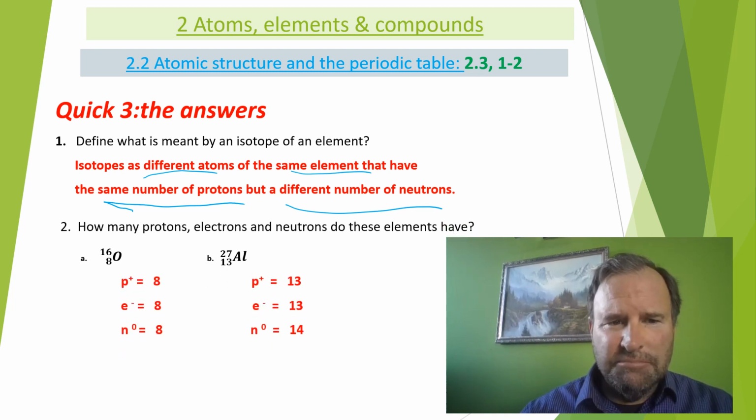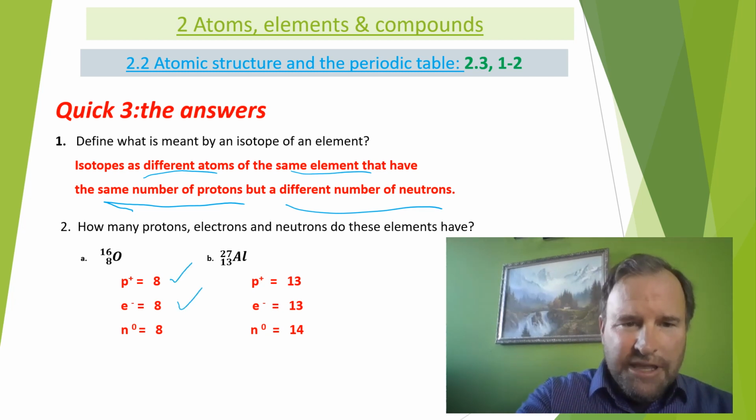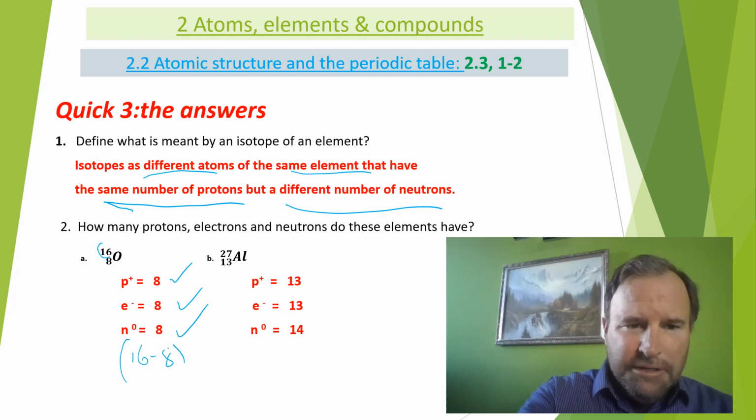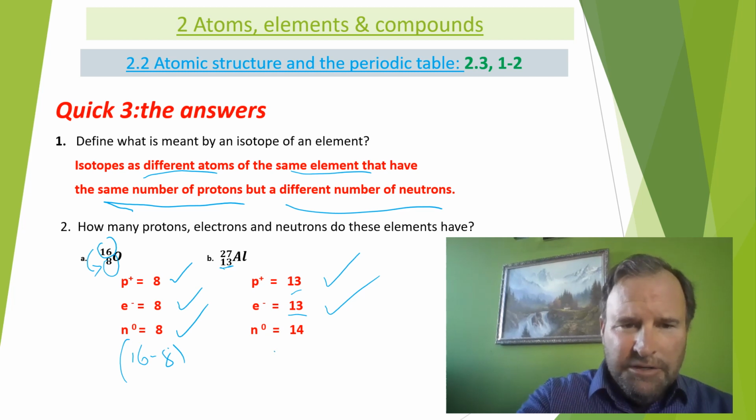How many electrons, protons, and neutrons are there? Here they are for oxygen. Protons is 8. Electrons 8 and the neutrons is 8. Remember the 16, take away the 8. Here the big number, take away the smaller number. Aluminium, we've got 13 protons from this number here because that's the proton number. And for a neutral element, it's 13 electrons. And then again, we do 27, which is the big mass number or the nucleon number, take away the 13, and then we get the 14.